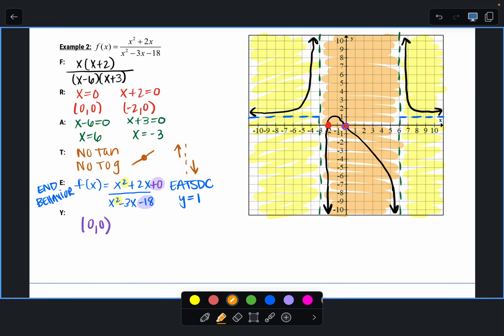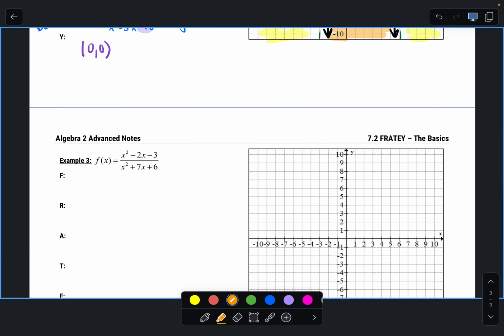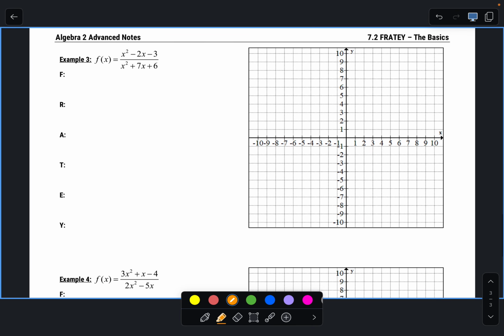Okay, let's go to the back. I want you to factor the numerator and the denominator. I'm going to give you 2 minutes starting now. 2 minutes is 1 minute more than what you need.